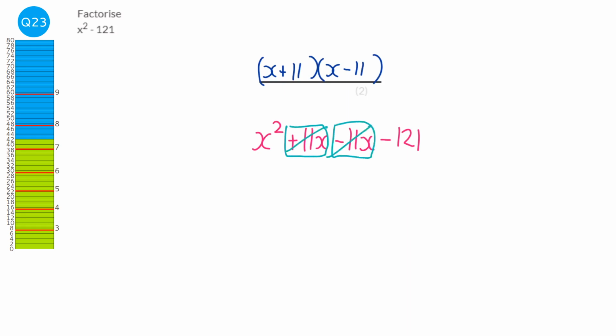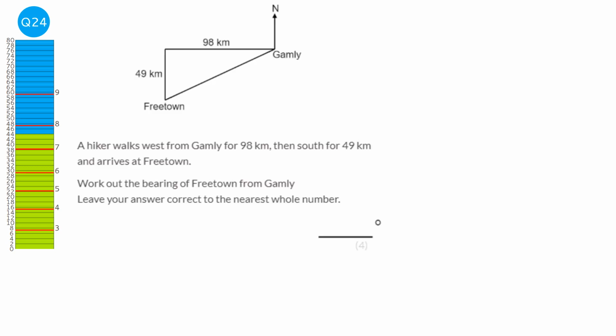So we're asked to find the bearing of Freetown from Gamley. So that is this angle here.